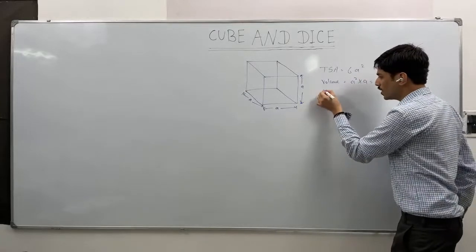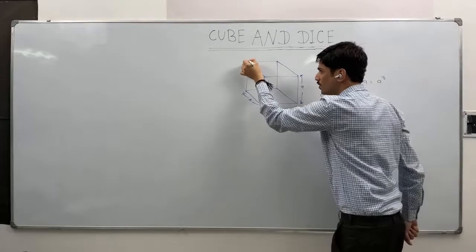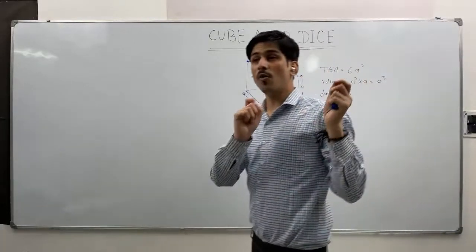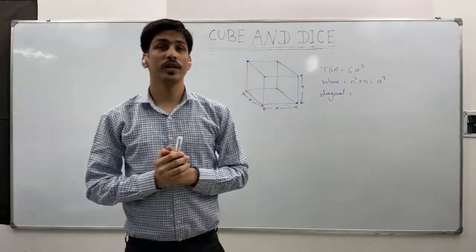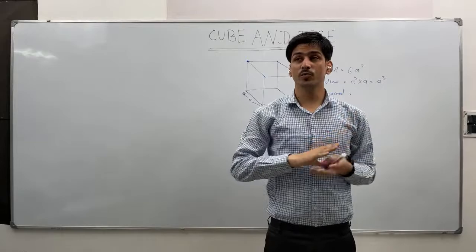If I ask you what is the diagonal length? What is the length of the diagonal? This diagonal? I told you now. Okay, first of all, tell me how many diagonals do you have in a cube? How many diagonals are there in a cube?